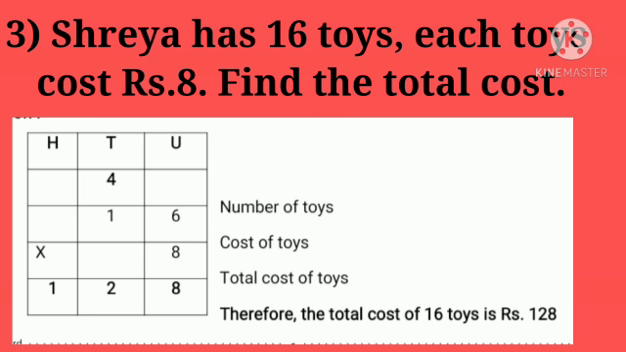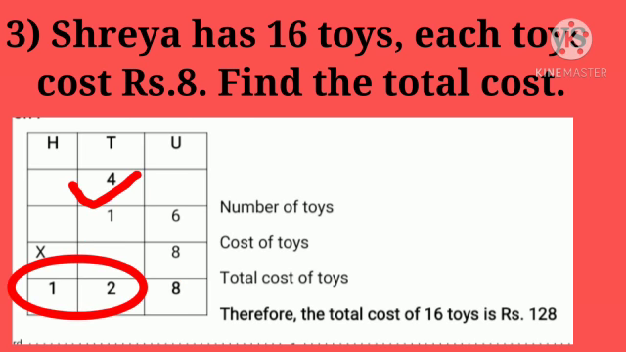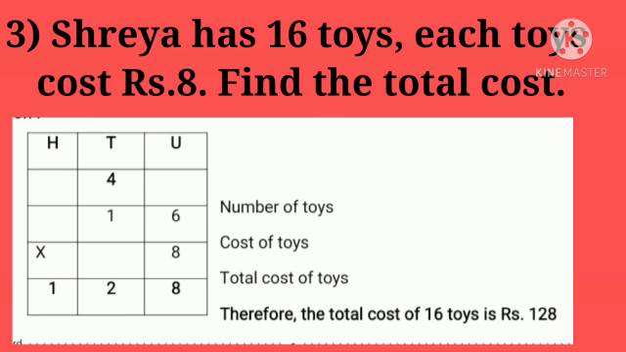Now, let's start multiplication. 6 8s are 48. 8 we will write below and 4 we will carry over. 8 1s are 8. 8 plus 4 is 12. So, 128 is the total cost of toys. Therefore, the total cost of 16 toys is rupees 128.